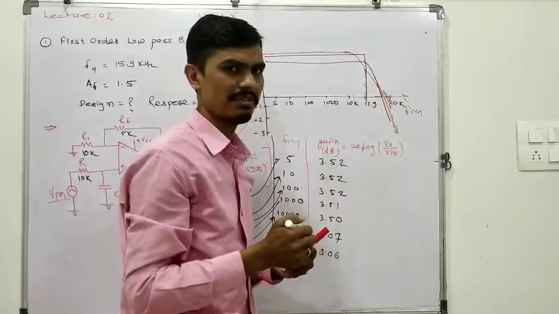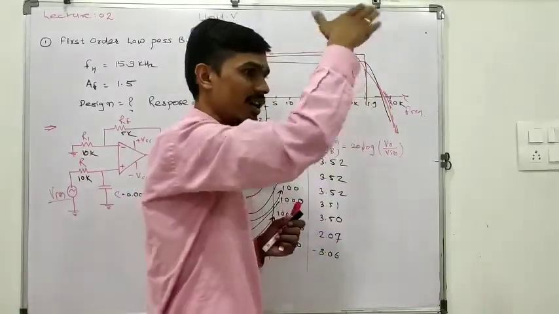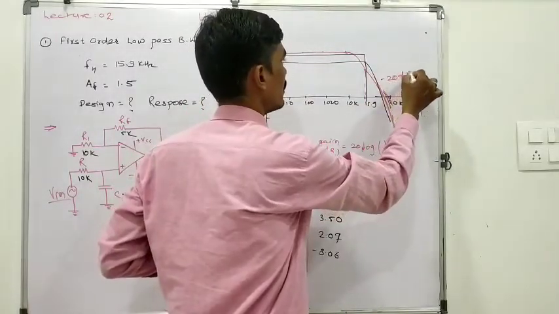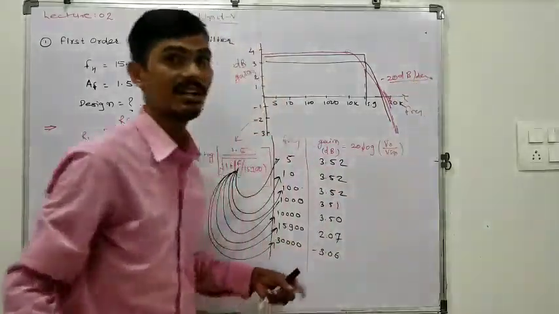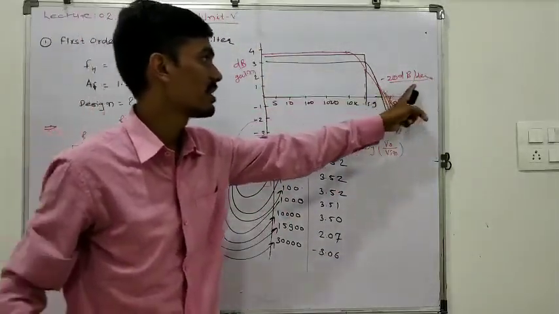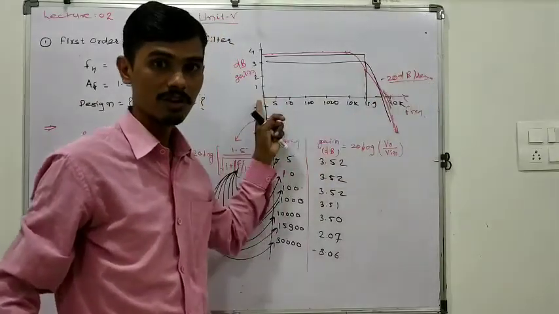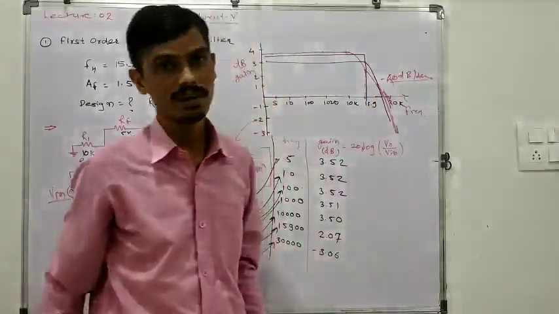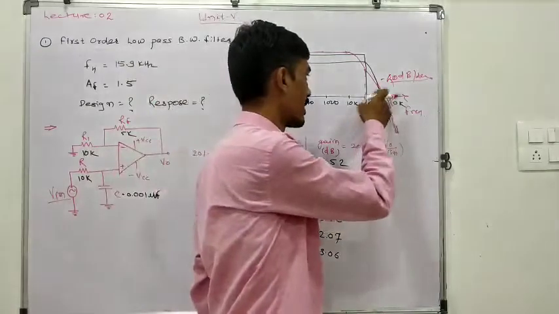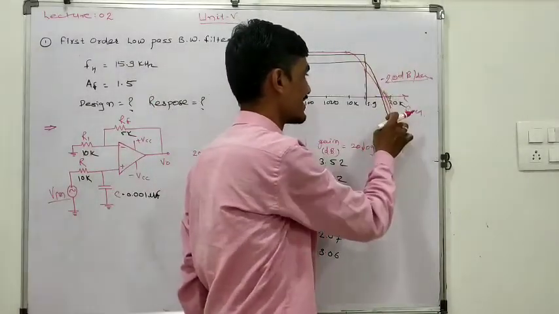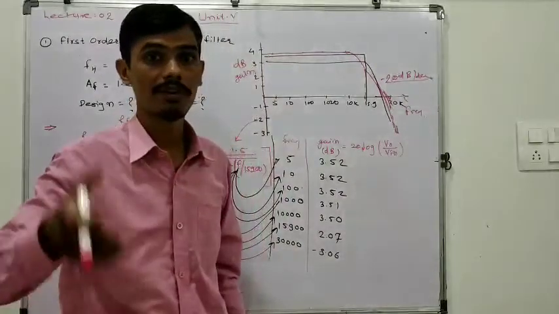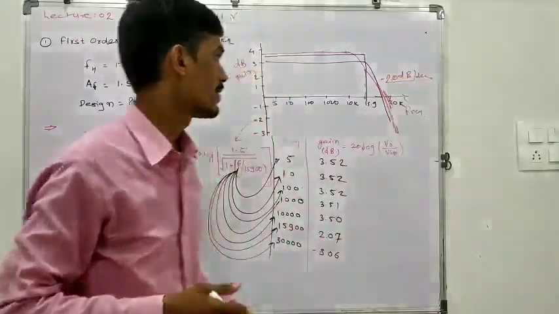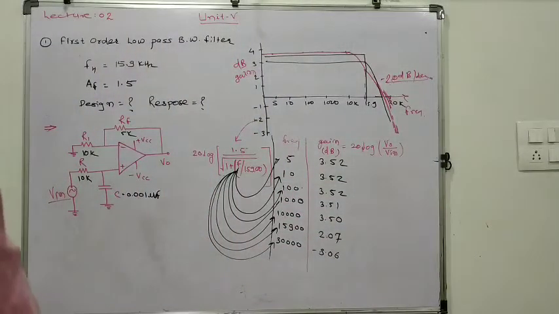In terms of frequency, after 15.9k the gain decays, and the rate of the decay is minus 20 dB per decade in the practical case. It is for the first order. If I am talking about the second order, the decay rate is minus 40 dB per decade. But here we are discussing the first order. This decay rate, that is the roll off rate, is minus 20 dB per decade. So this is for the first order low pass Butterworth filter.